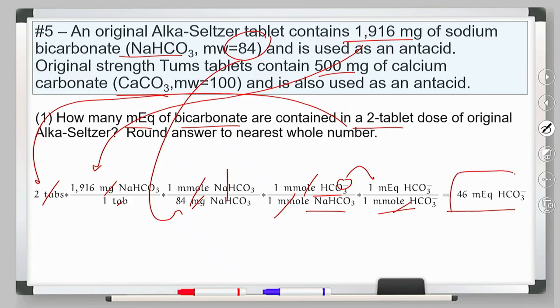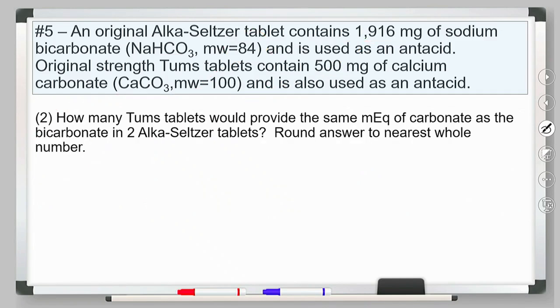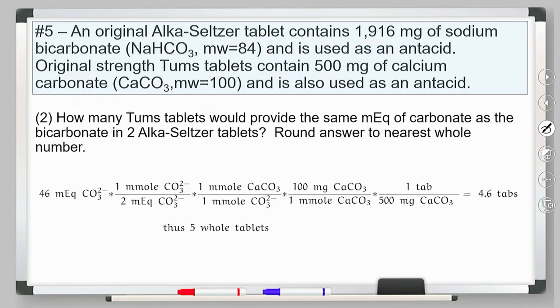Now, that's what we want to get from our Tums. So how many Tums tablets would be the same as those Alka-Seltzer tablets? So that's why we're starting again with 46 milliequivalents. But now we're not in bicarbonate, we're just of carbonate, because we're going to be using calcium carbonate. So we're starting with milliequivalents of carbonate, because that's what we want to solve for in our Tums tablets. But it would be equivalent to the same amount of bicarbonate. All right? So starting with 46 milliequivalents of carbonate.